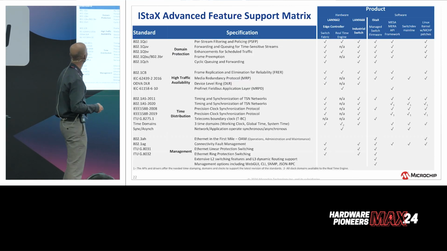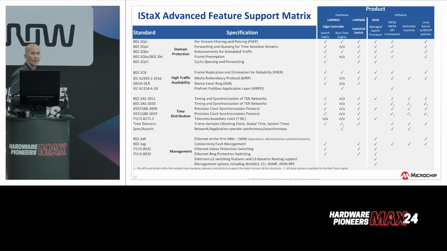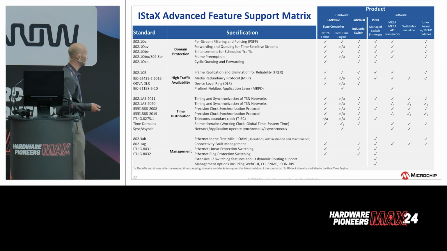So we have here the iStacks Advanced Feature Support Matrix. So you can have per stream filtering, effectively domain protection features, high traffic availability features, time distribution features, and also management features.